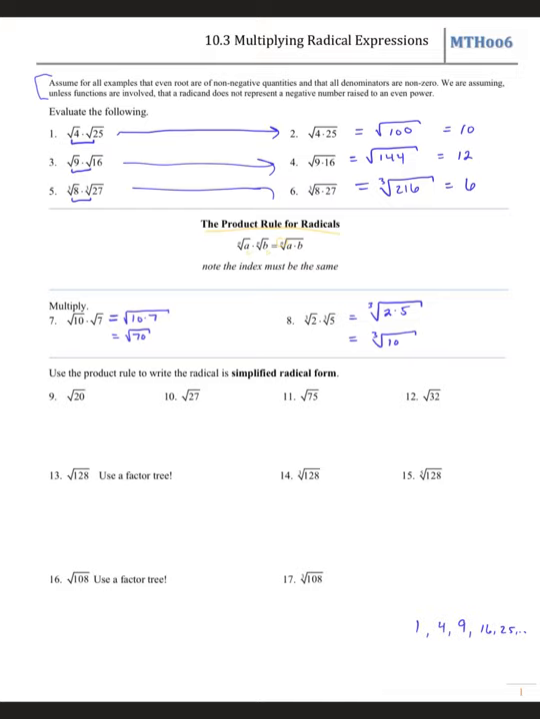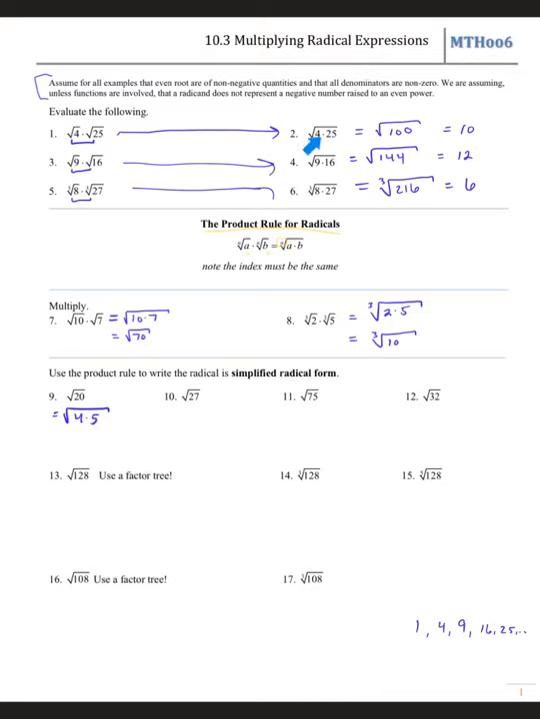So now, use the product rule to write the radical in simplified form. We want to look at this number here, 20. We want to think, okay, which is the largest perfect square that goes into 20 evenly? You think, okay, 16 is less than 20, but 16 doesn't divide into 20 evenly. Neither does 9, but 4 does. So we can rewrite this radical as the square root of 4 times 5, because we know 4 times 5 is 20. Now, like I said, I'm just going the opposite way from here.